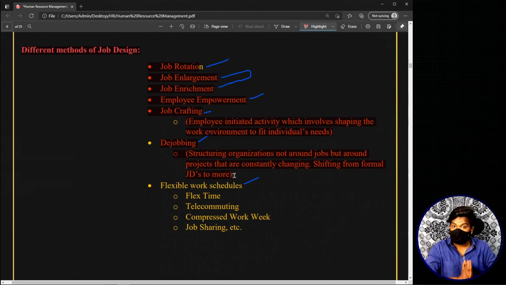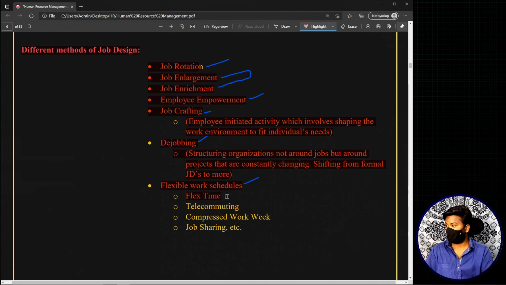Now let's move on to the last method of this particular job design, which is called flexible work schedules. These methods we see each and every day in our daily life, or in normal jobs. Within this method of flexible work schedules, you have so many different sub methods. That means this particular flexible work schedules can be done through so many different things, like flex time.